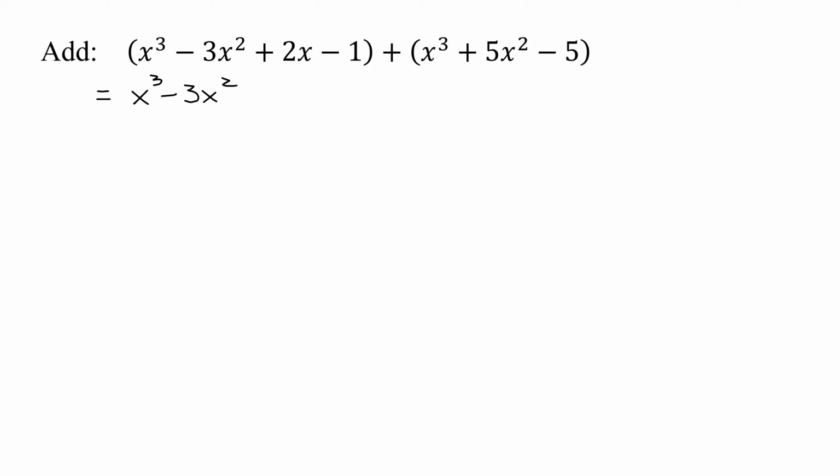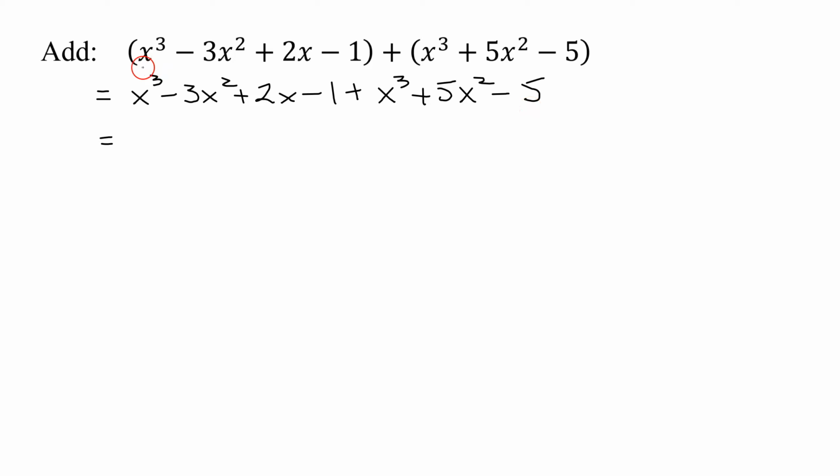So I'd have x cubed minus 3x squared plus 2x minus 1. And I'm going to add x cubed plus 5x squared minus 5. The reason I can do that is because this is addition. If this was subtraction, I'd have to distribute in the negative. So now all I have to do is combine like terms.